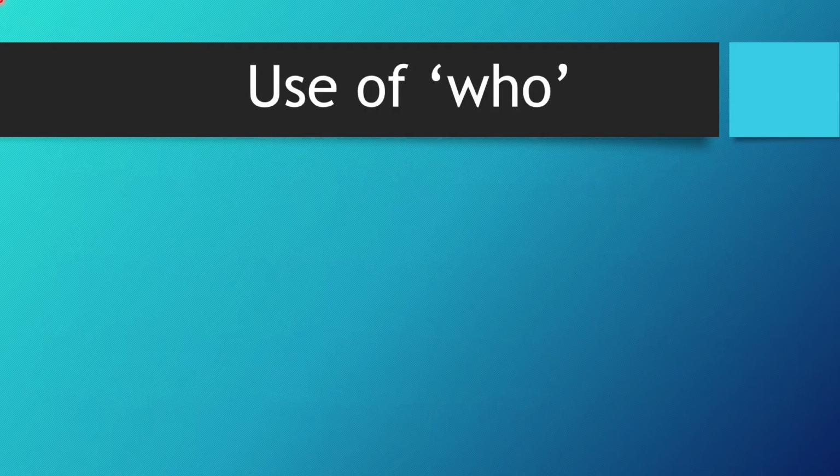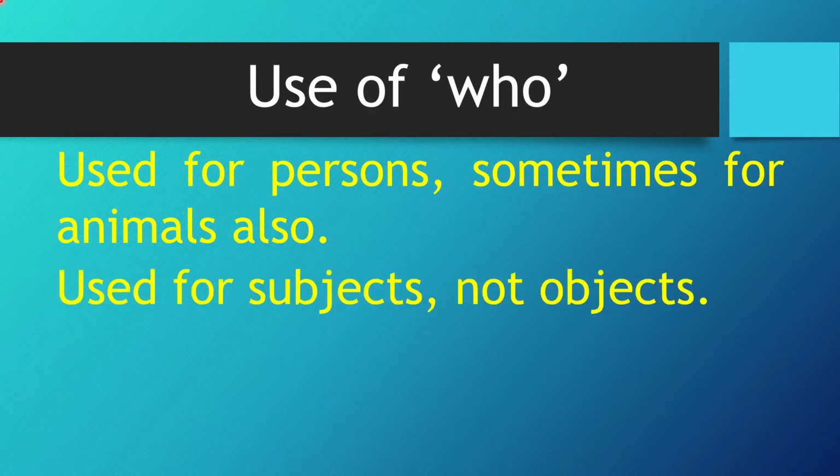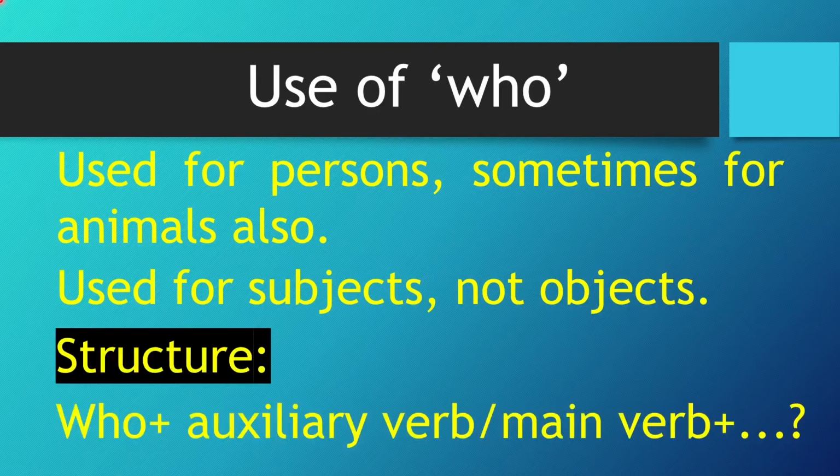So, let us start with the use of who. Who is used for persons, sometimes for animals also, but it depends on the situation. Used for subjects, not for objects. That means the person who does the activity in the sentence. Let us see the structure of who. At first, in the sentence, who comes, then comes the auxiliary verb or the main verb and rest of the part of the sentence. And at last, there must be question mark. If you do not put the question mark, that can never be an interrogative sentence.